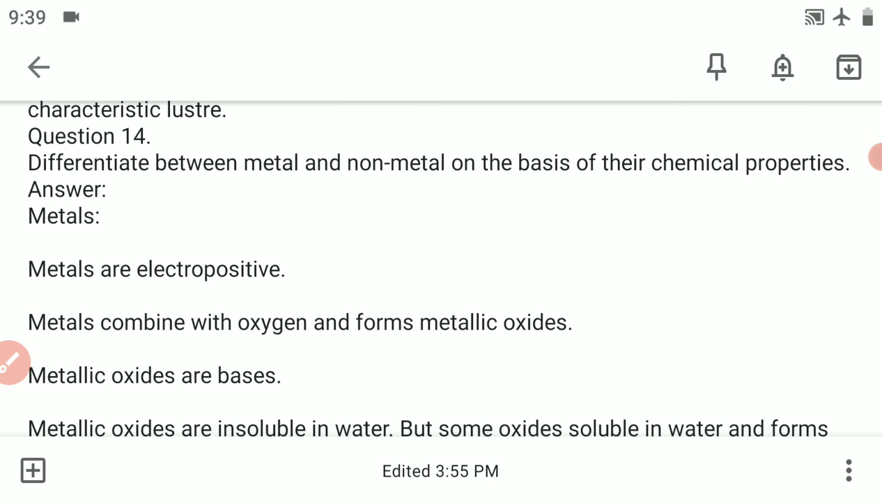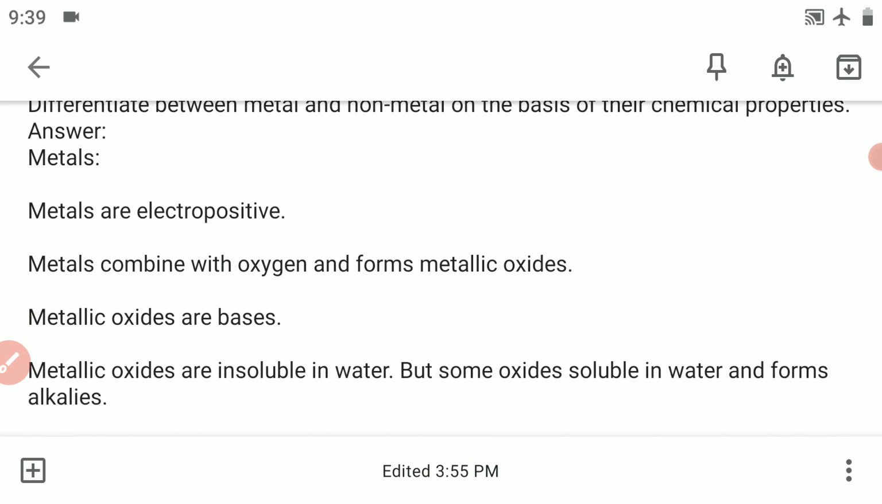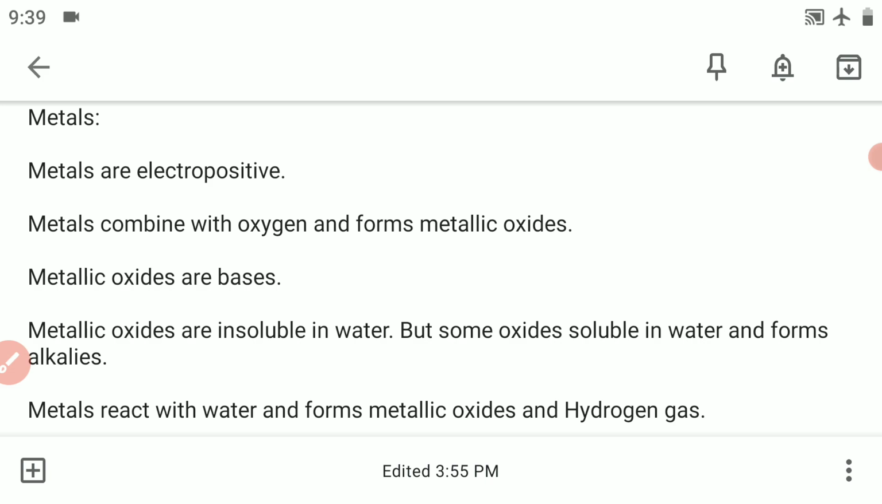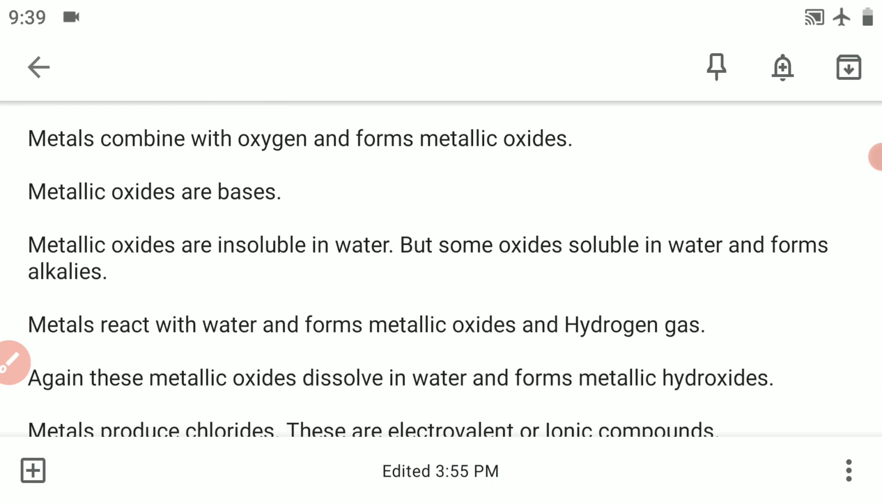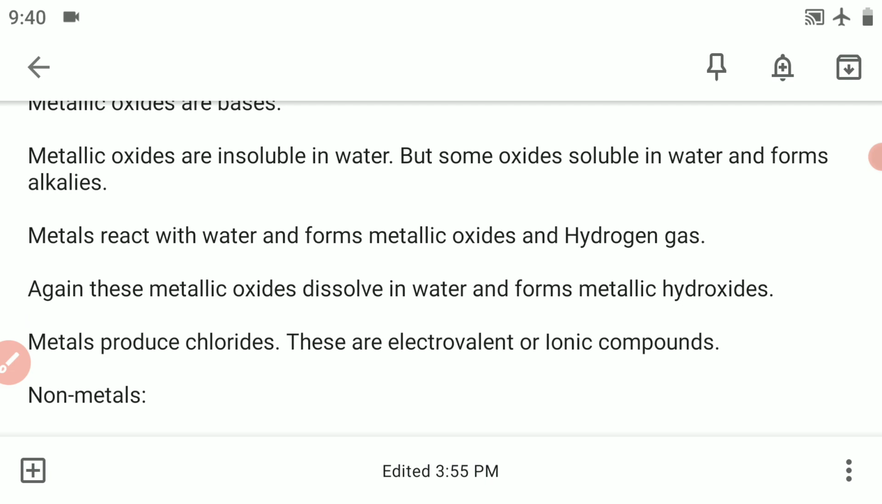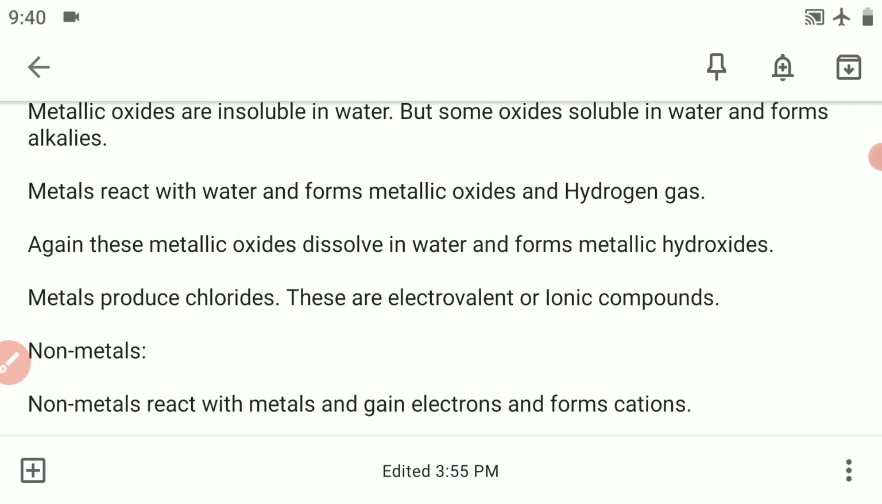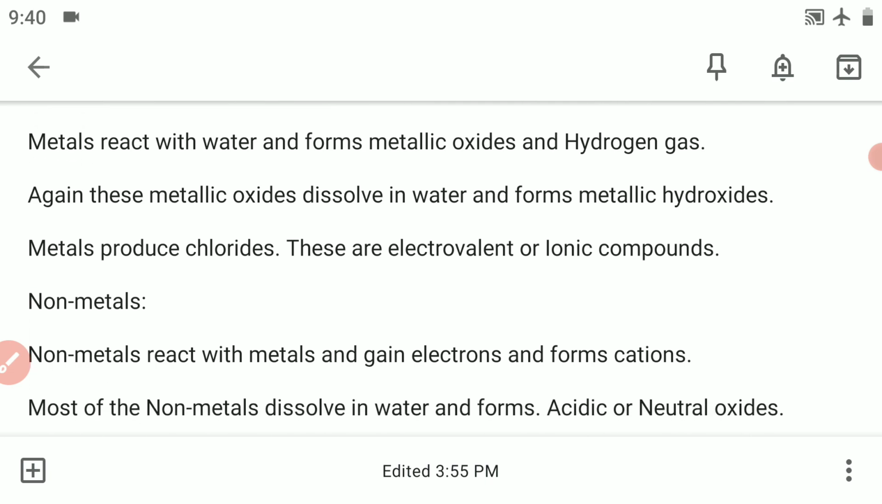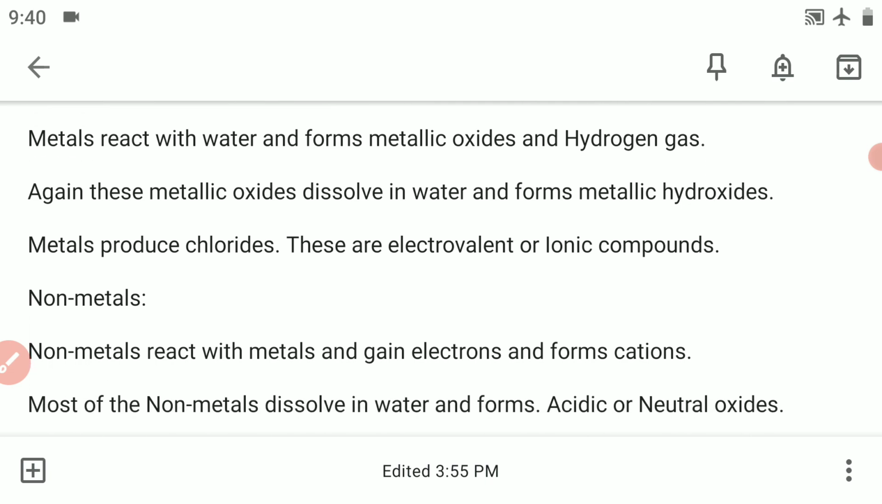Question number 14 is, differentiate between metals and non-metals on the basis of their chemical properties. Metals are electropositive. Metals combine with oxygen and form metallic oxides. Metallic oxides are bases. Metallic oxides are insoluble in water, but some oxides are soluble in water and form alkalis. Metals react with water and form metallic oxide and hydrogen gas. Again, this metallic oxide dissolves in water and forms metallic hydroxide.